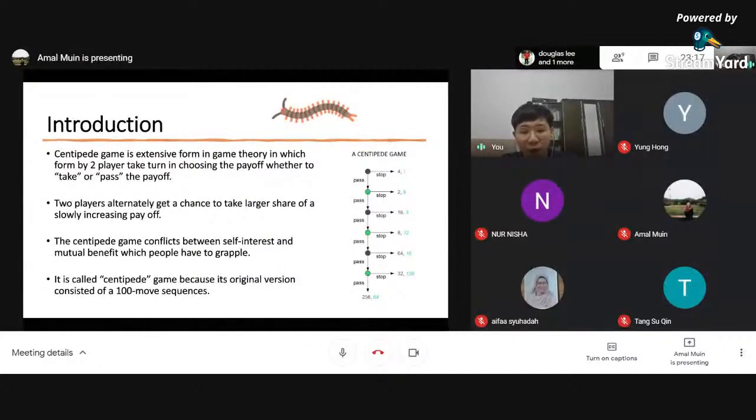The reason why it is called the Centipede game is because its original version consisted of 100 move sequences. Just like the diagram shown beside, it looks like a centipede. I'll pass to my friend to talk more about the Centipede game.